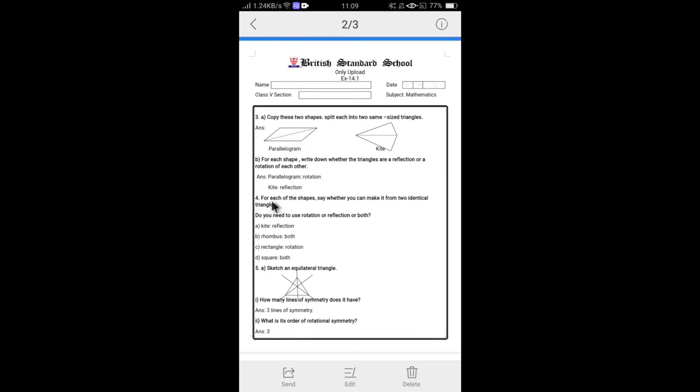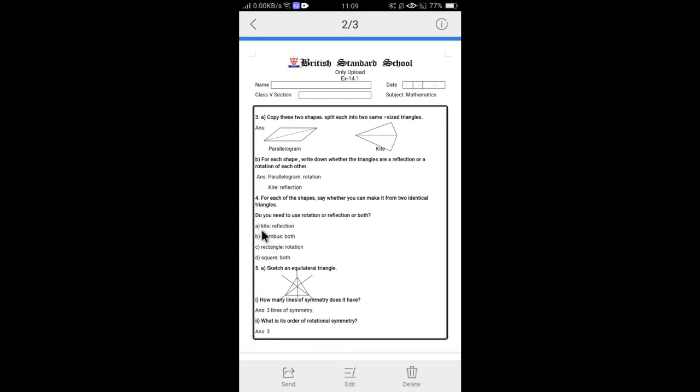Question number 4, for each of these shapes, say whether you can make it from two identical triangles. Keep the shape's name in your mind, or you can draw it on the side, and then work out whether you need rotation or reflection or both of them. Some of the shapes have both of them. We all know that those are regular shapes, where all the sides are equal. That works for both of them.